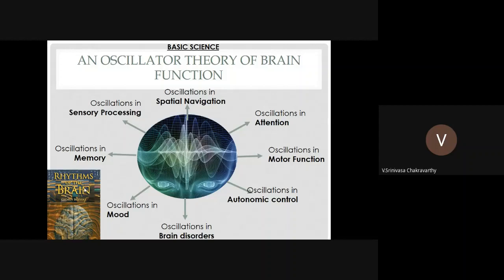We wanted to convert all that into mathematics, and build network models using oscillator networks, and then explain all these phenomena: spatial navigation, sensory processing, memory, mood. In mood you can have oscillations. One day you will be in a happy mode, next day you will be in a sad mode. You don't even know why there is such a sudden shift.